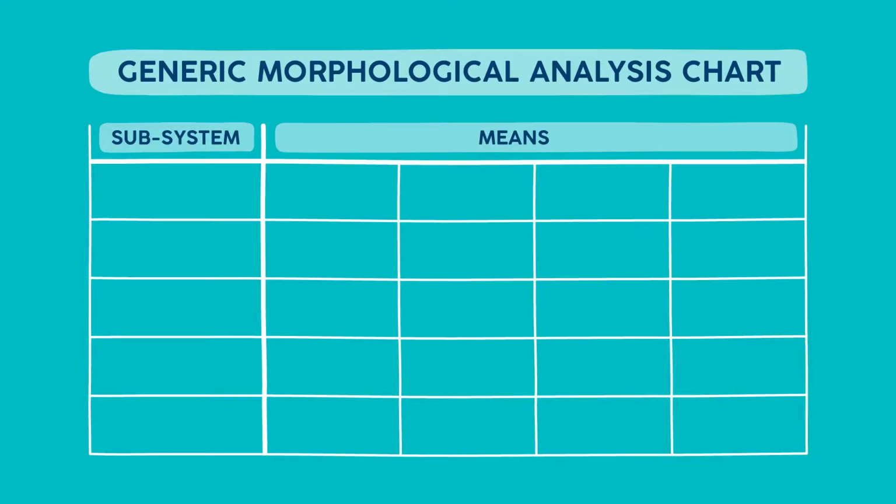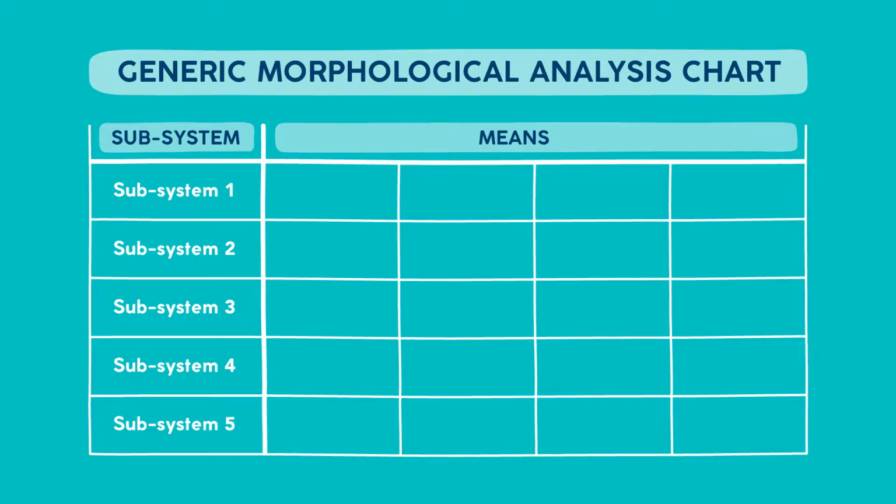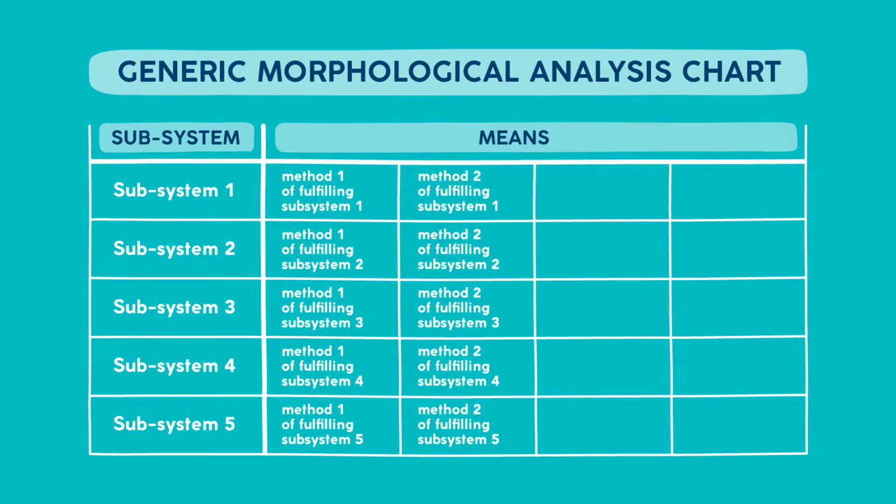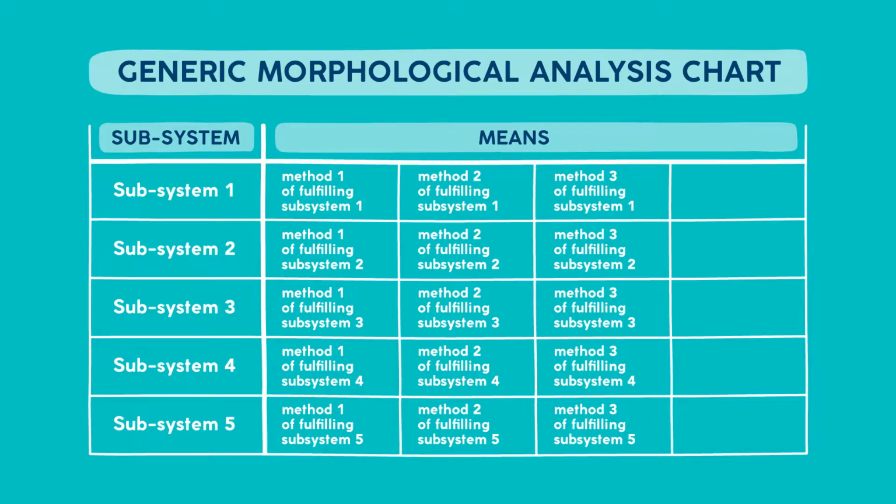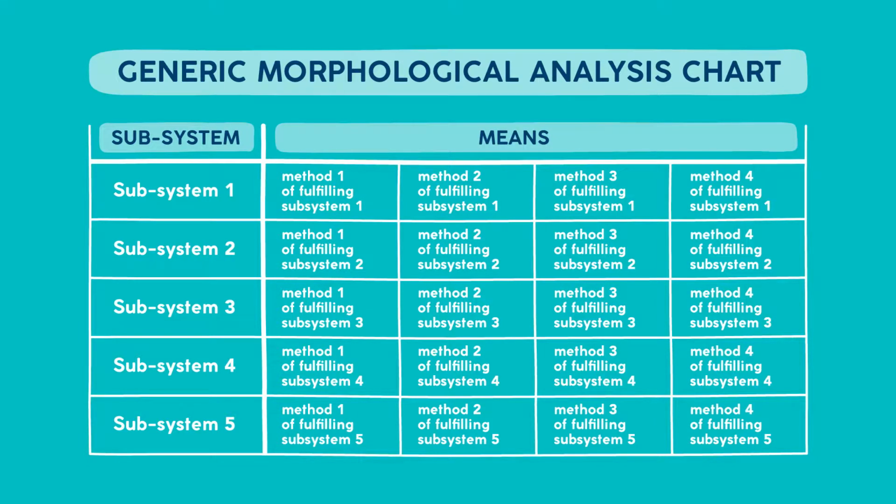The subfunctions and potential means of fulfilling each of these subfunctions can be arranged in a grid. An overall solution is then formulated by selecting one means for each subfunction, and the combination of these forms the overall solution. Let's look at a generic chart. Here we can see a series of subfunctions. For a given subfunction, we have a row of corresponding means of fulfilling that subfunction.